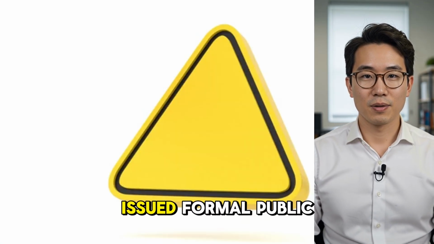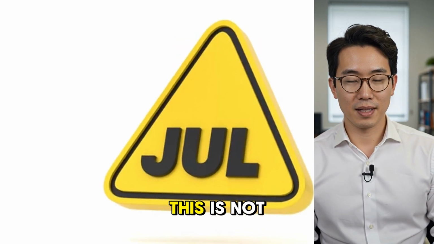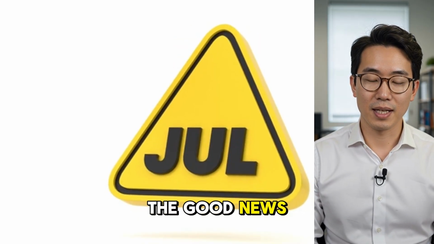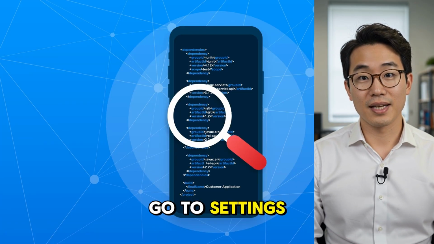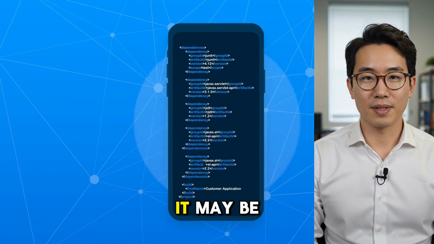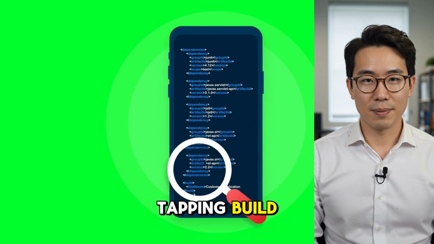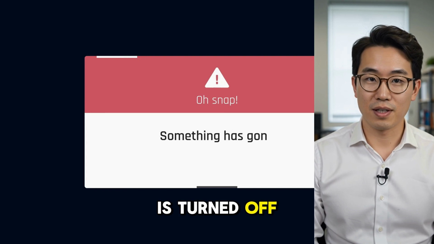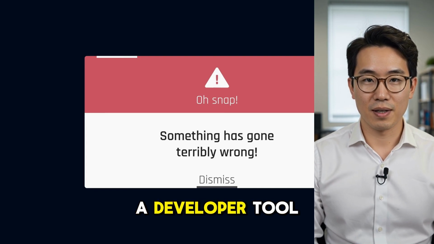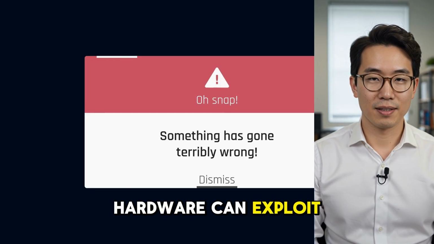The FBI has issued formal public warnings about juice jacking risks at public charging stations. This is not theoretical. The good news is that protecting against it is straightforward. On Android, go to Settings and search for USB debugging. It may be in developer options, which you may need to enable first by going to About Phone and tapping build number 7 times. Once you find USB debugging, make sure it is turned off. USB debugging is a developer tool that opens a data connection channel that malicious charging hardware can exploit.